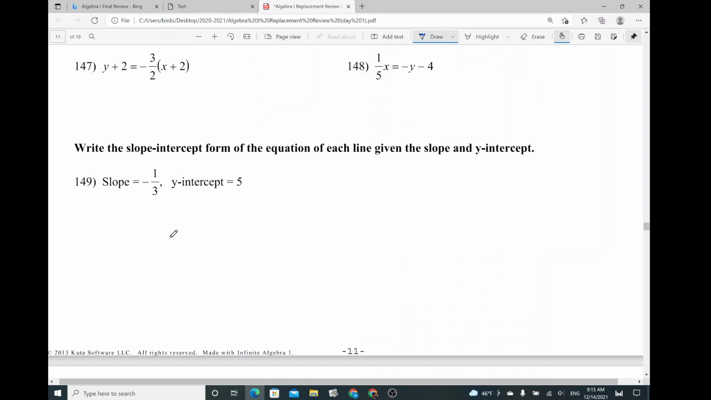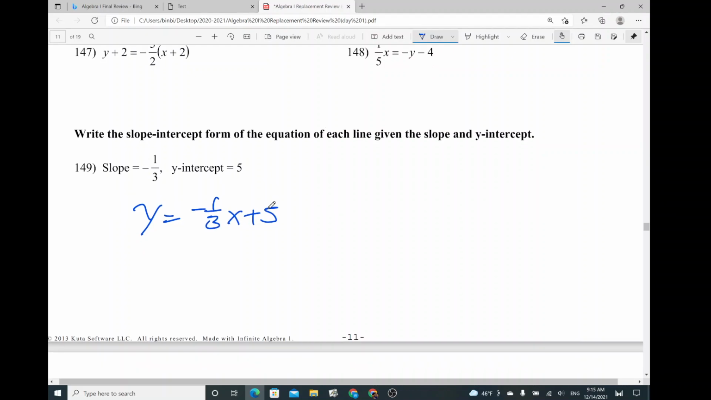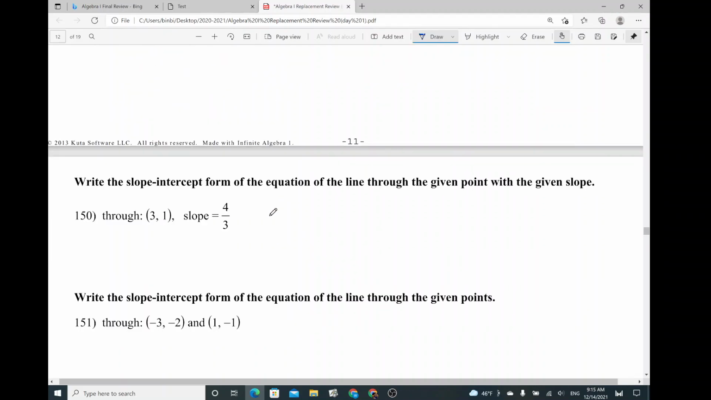Okay, so the rest of that is quite similar. And now, what about this one? Write the slope-intercept form of the equation of each line given the slope and the y-intercept. Yeah, just like what we did. So y equals negative 1/3 x plus 5. Also writing the equation in the slope-intercept form, so through the point with the slope. So this one using the point-slope form.